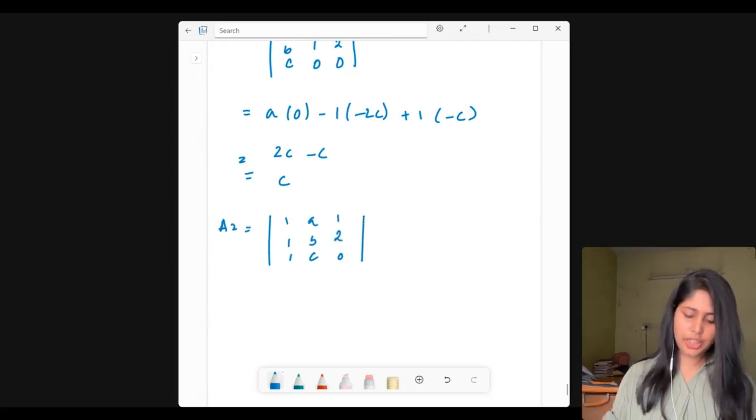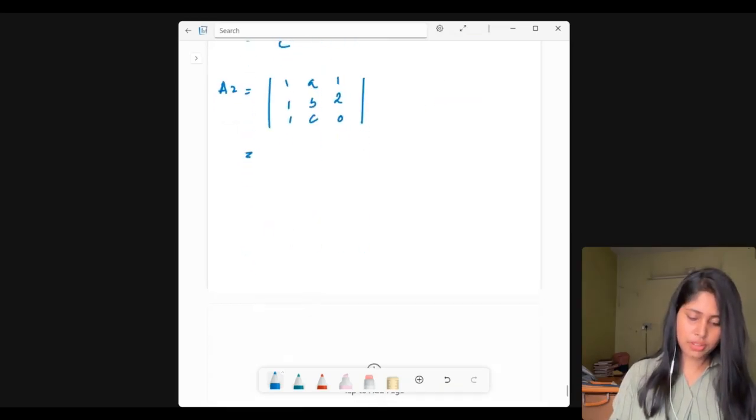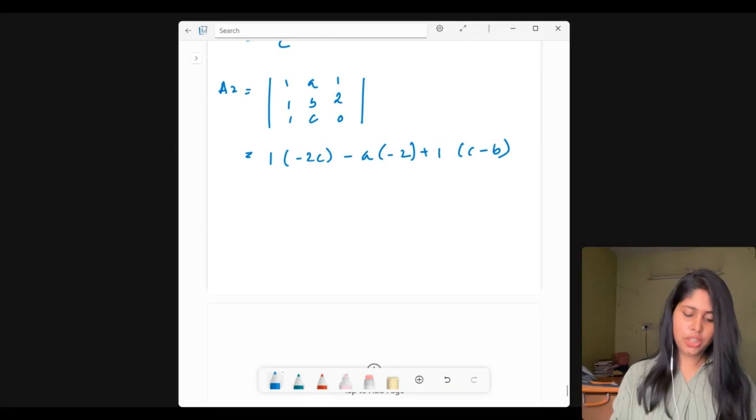Okay, and here if you find the determinant, you get what? 1 into minus 2C minus A into minus 2 plus 1 into minus C minus plus C minus B. Okay, so is equals to minus 2C plus 2A plus C minus B, which is equals to 2A minus C minus B. So this will be our value for R2.